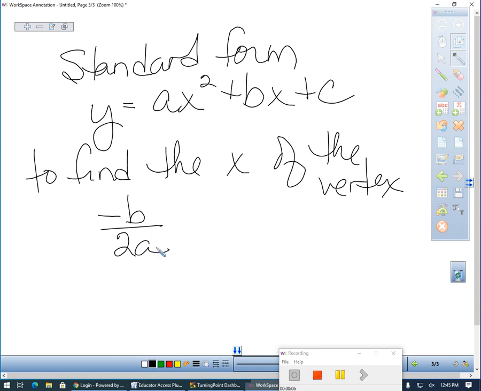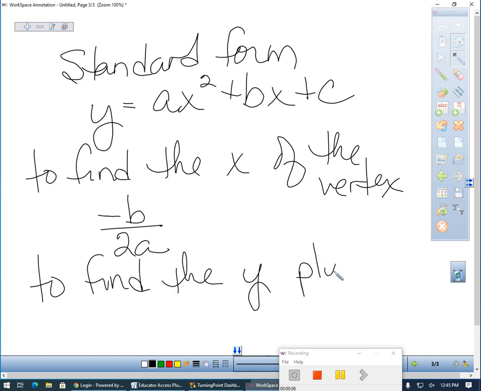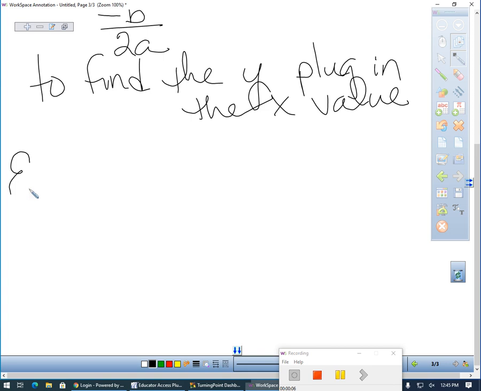Negative b over 2a. All right, and then to find the y part of the vertex, plug in the x value. Now hopefully that sounds familiar, right? We did do it on the packet. You're probably going to see it tomorrow. All right, so here is example number 3.